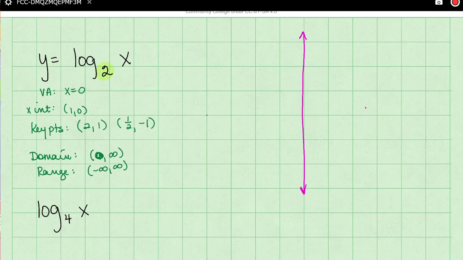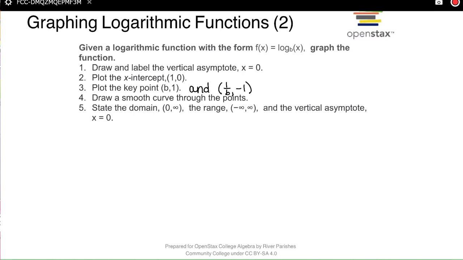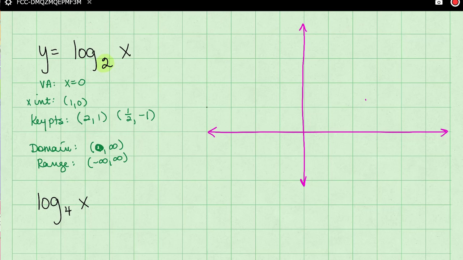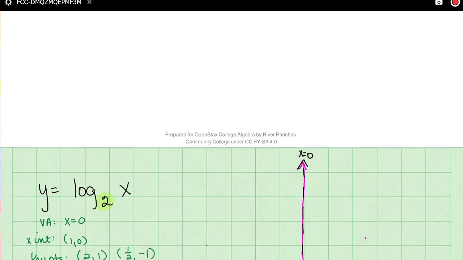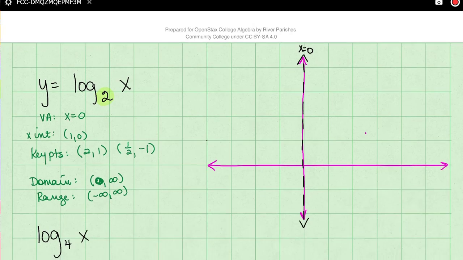This works better if you have a ruler. Okay. So the first thing that it says to do is to plot the vertical asymptote at x equals 0. So that's what we're going to do first. So at x equals 0, I'm going to plot the vertical asymptote and label it. Okay, and then the next thing it says, plot the x-intercept. That's step 2, plot the x-intercept, which is (1, 0).